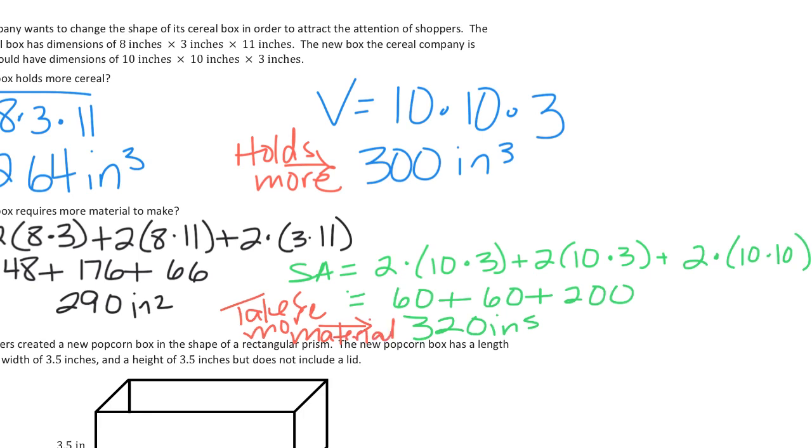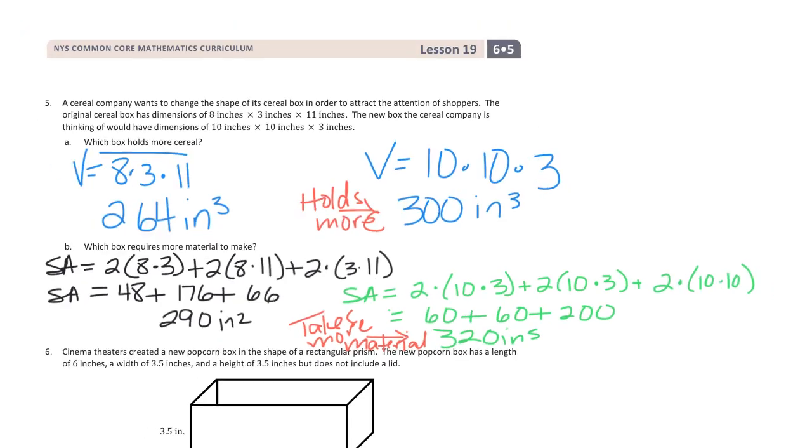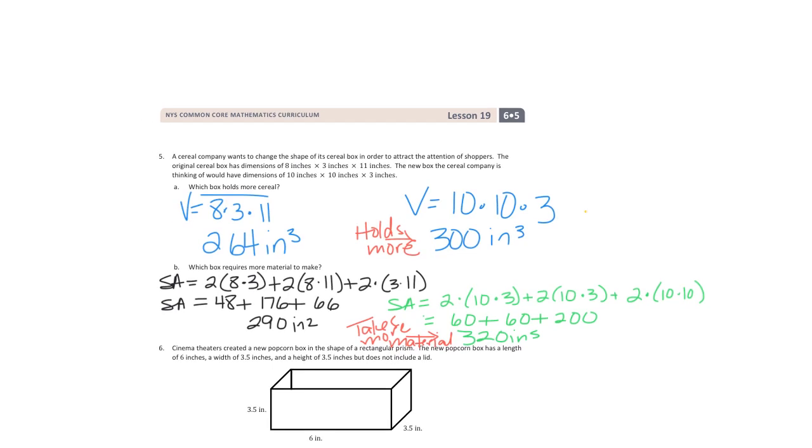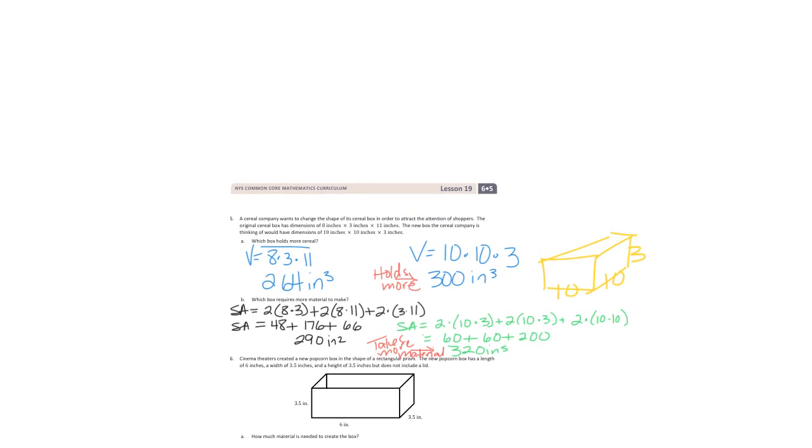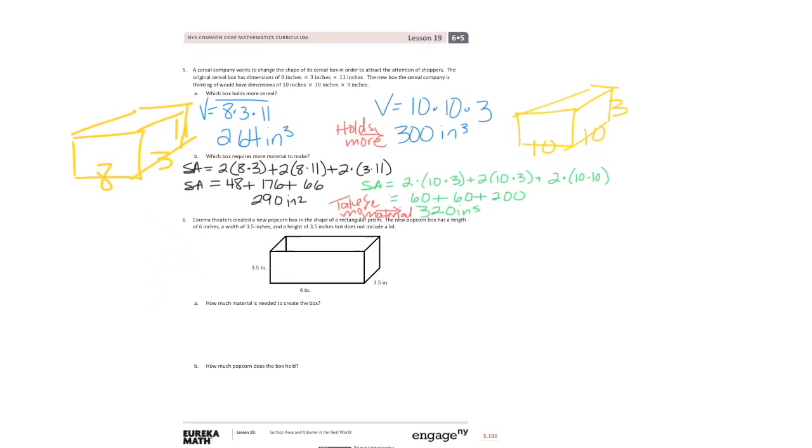Now remember, on problems like those two, if you need to, draw yourself the box and label your dimensions. Okay, those are always skills for you to use whenever you are trying to decide what to do and what numbers to use.